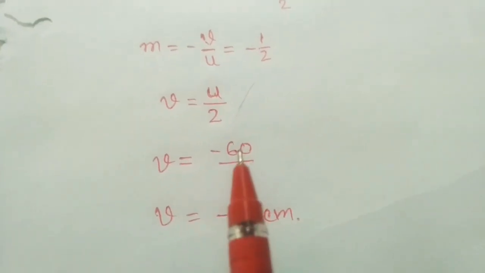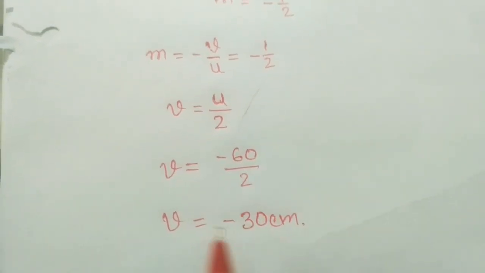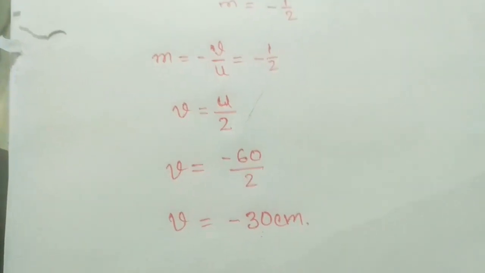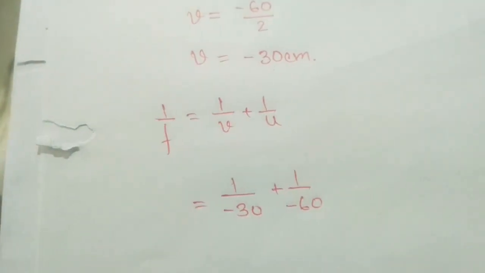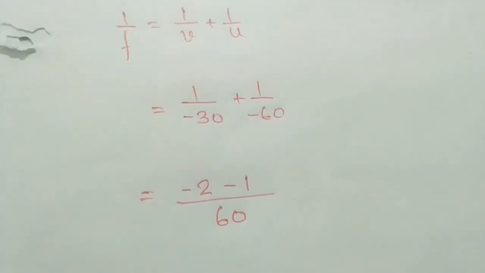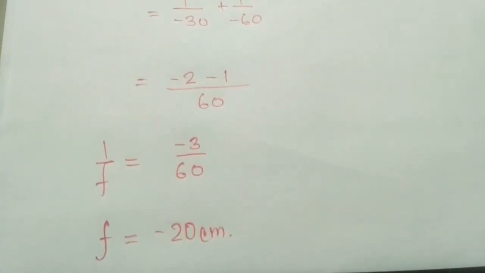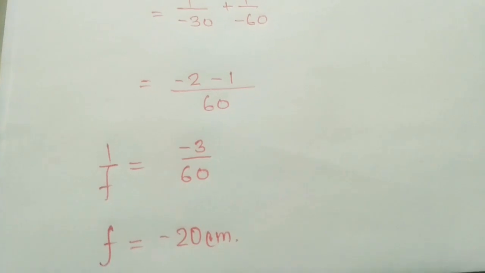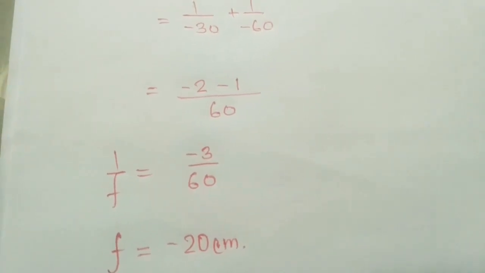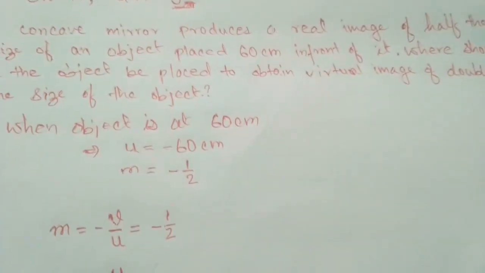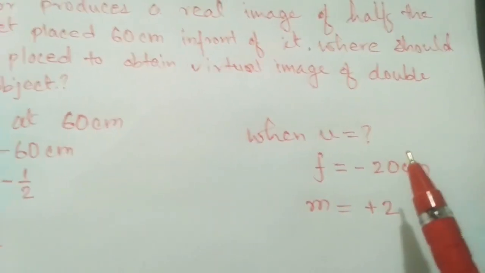So on putting the value of u, that is minus 60, we will get the value of v here, and let's calculate the focal length first. On putting the value of u and v, we are getting the focal length minus 20 centimeter, and now we will use this focal length in the other part of the question.